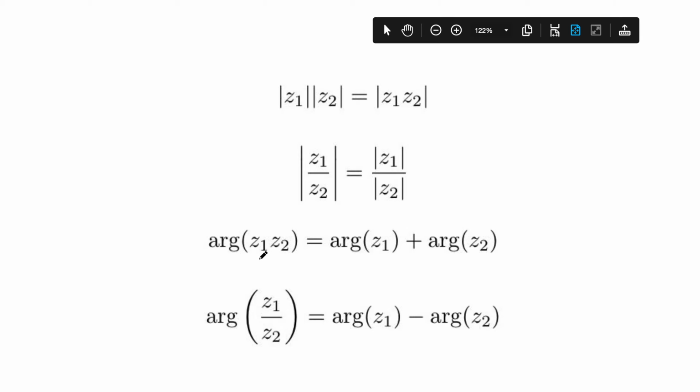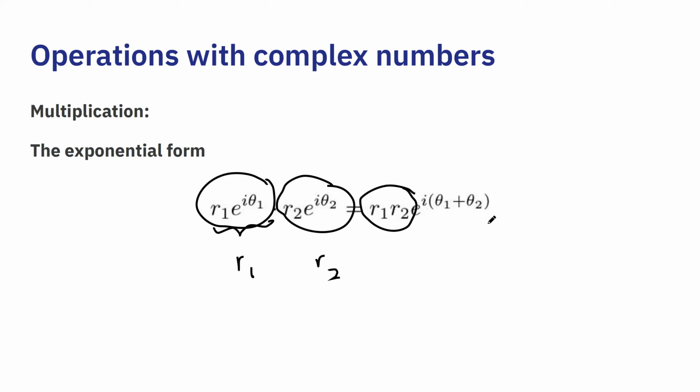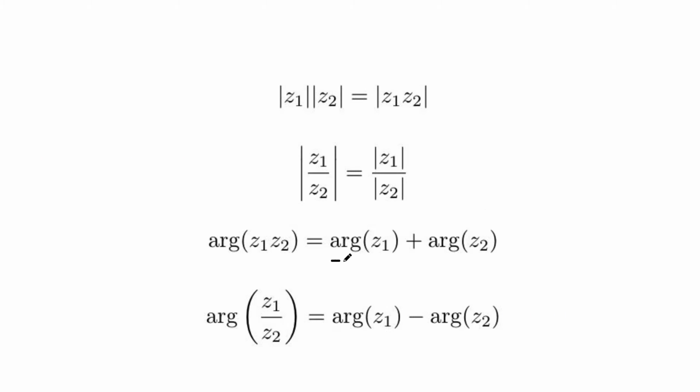Right, next for argument. The argument of the product of two complex numbers is actually equal to the sum of the arguments of each complex number. So why this is true is because we have our indices law, right? When we multiply two e to the power of things, the powers will add up. So our first complex number has argument theta 1. Our second complex number has argument theta 2. So our final complex number will have argument theta 1 plus theta 2, which is just the sum of the arguments of the first two complex numbers.